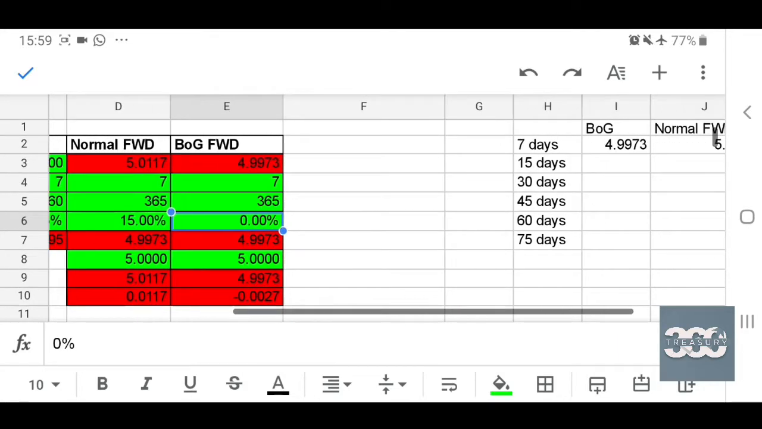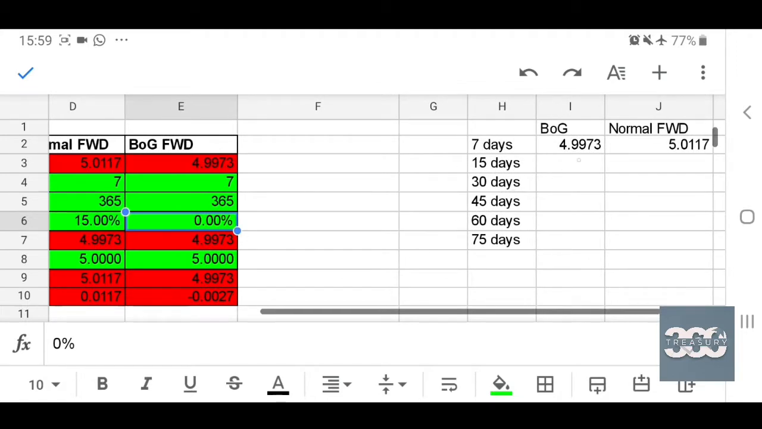So we move over here, and I've represented the first one as BoG 4.9973 and a normal forward being 5.0117.